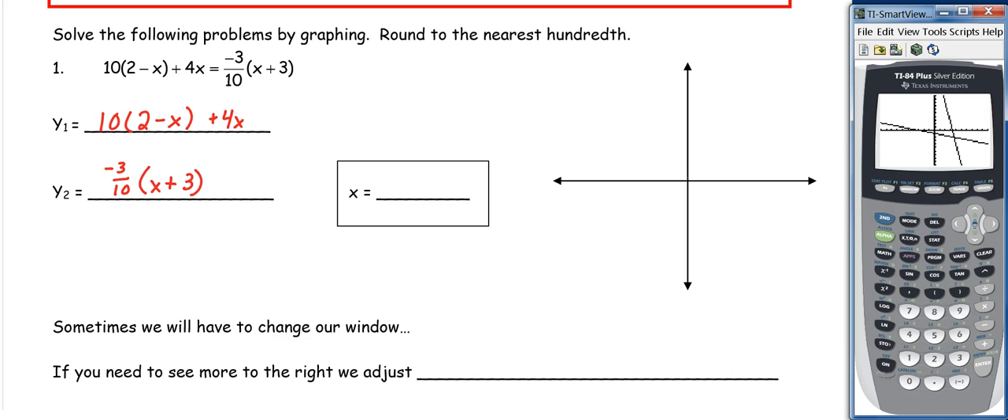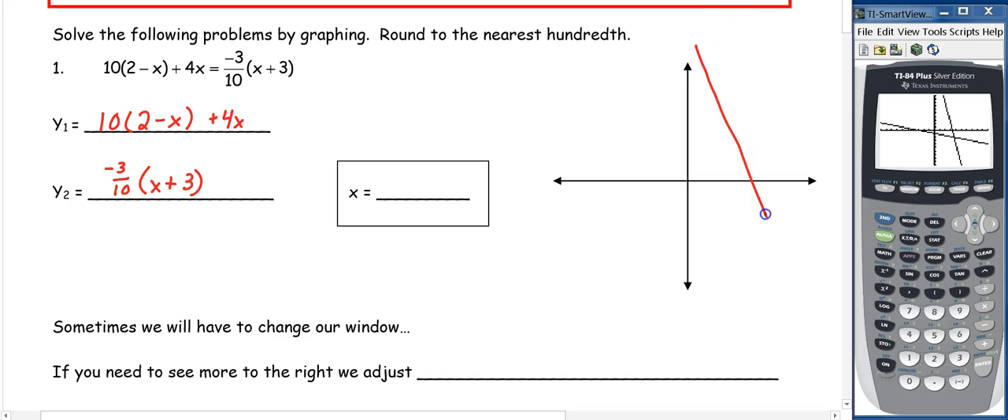Before we start doing our solving, we need to draw ourselves a picture. To draw a picture is just a rough sketch. So here's one line. Make sure you're always putting arrows to show that your line goes on forever in both directions. And then I have my other line, and I have my intersection point.